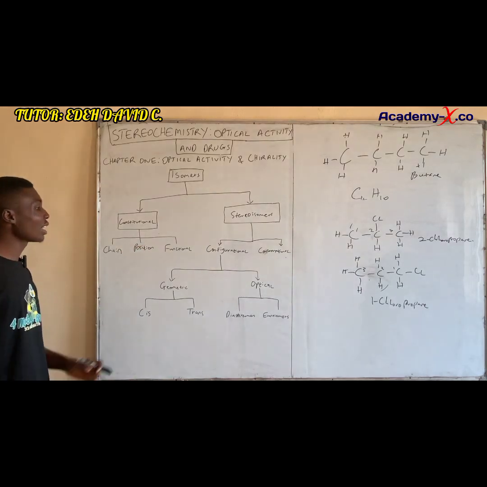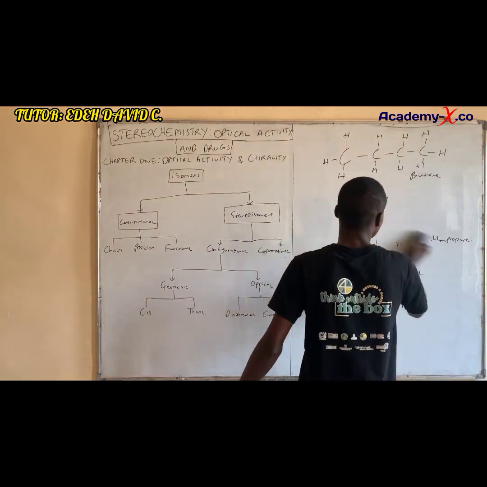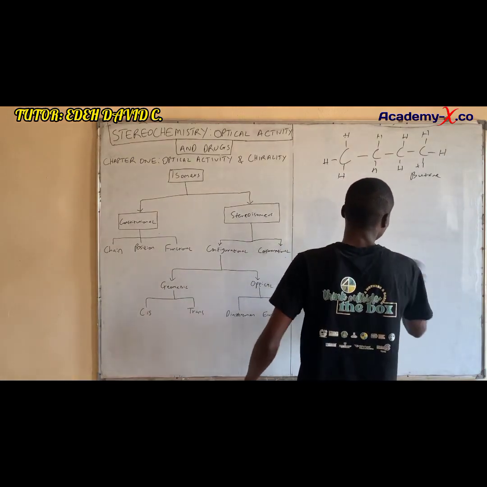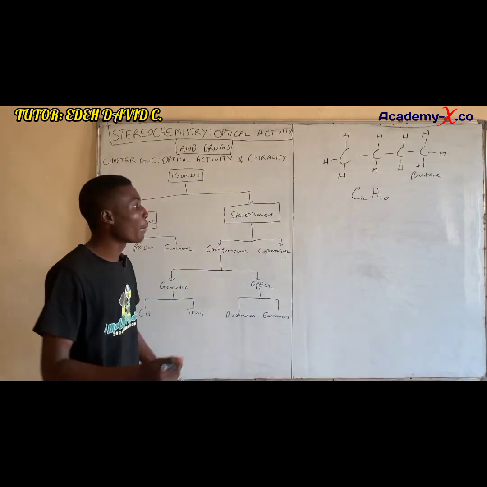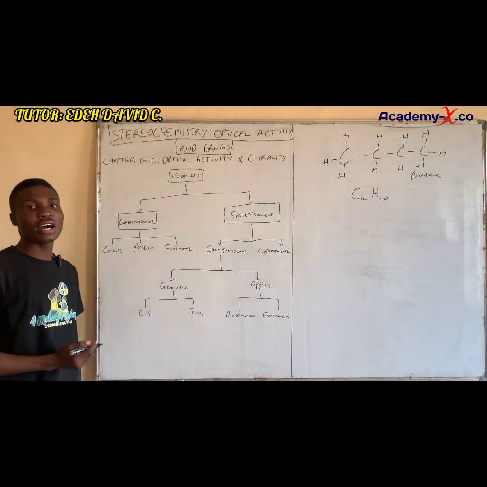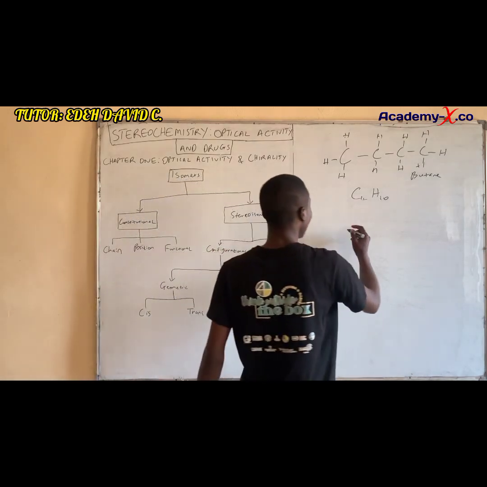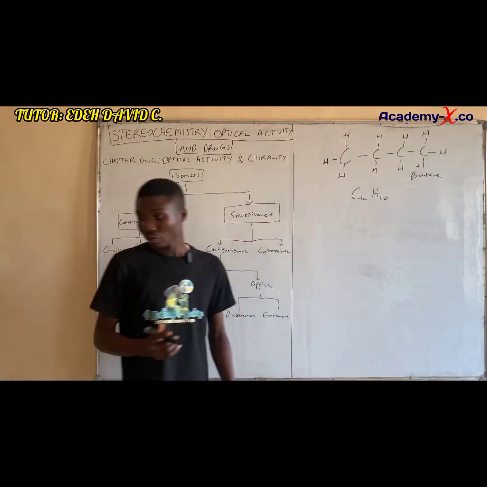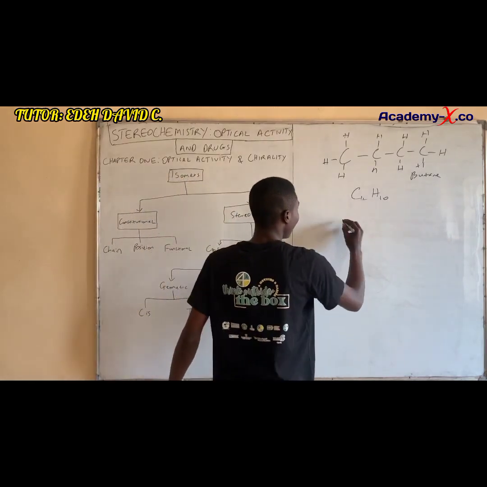Another type of isomerism we can have is functional isomerism. Functional isomerism simply refers to the functional group that is available in the particular compound. For example, we're going to be using ethanol as a very vivid example for this. All right, so this is the structure of ethanol.